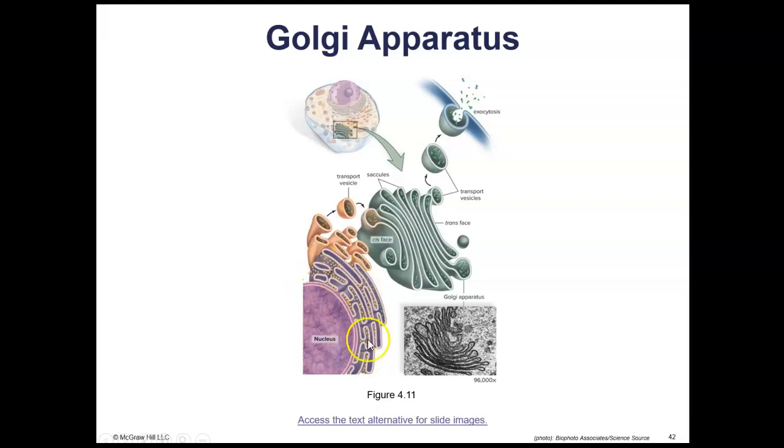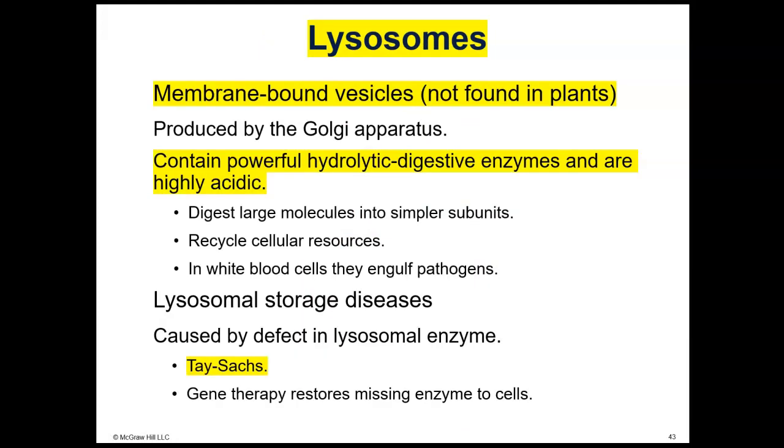Then you have the rough ER that makes proteins, the smooth ER that produces lipids, and both of these can pinch off on the ends and form vesicles, and their products will fuse with the Golgi. And the Golgi will modify those products and package them again to either be sent out of the cell or to stay inside the cell and play some role inside of the cell.